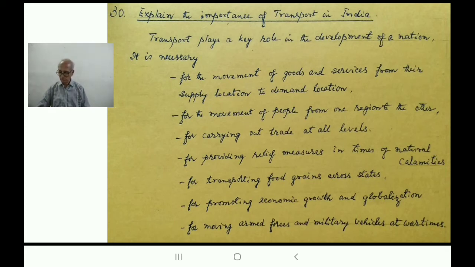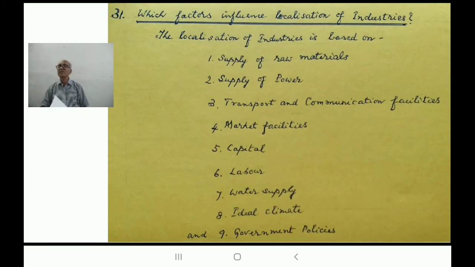Now let us move to the next part. Next question. Which factors influence localization of industries? 31st question. See, industries, when you plan and put them up, you have to be able to decide exactly where to put them up. When crores and crores of rupees are being spent on putting up an industry, you should be very wise in deciding the place where you want to put up the industry.